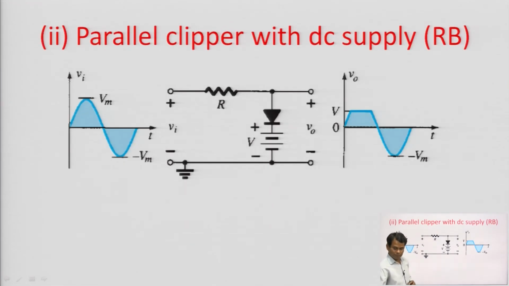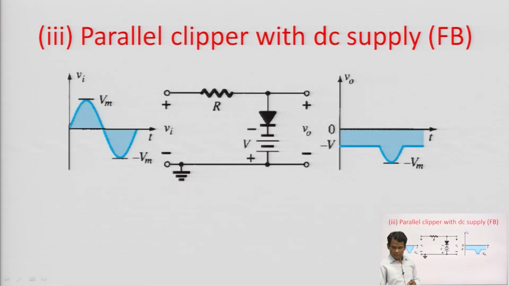On the other hand, there is a bias battery V connected here. In this circuit, when input is greater than V, the diode is in forward bias and diode becomes short circuit ideally, and the output is equal to the V exactly. If the diode is practical, then here the output voltage is V plus 0.7 volt, and when the input is less than V, then diode becomes reverse bias and output is equal to the input signal.